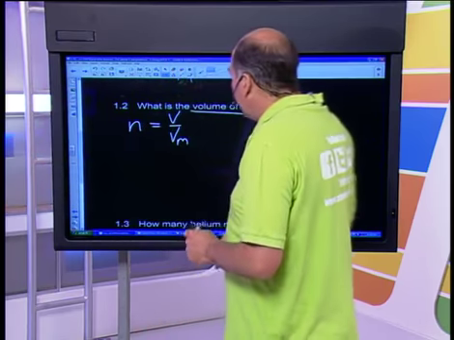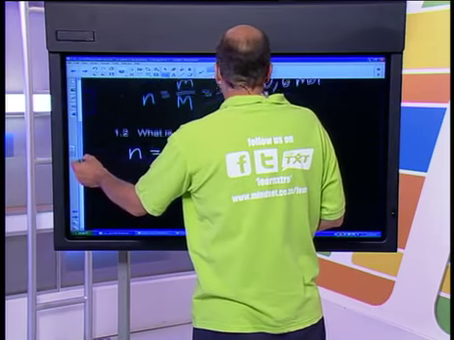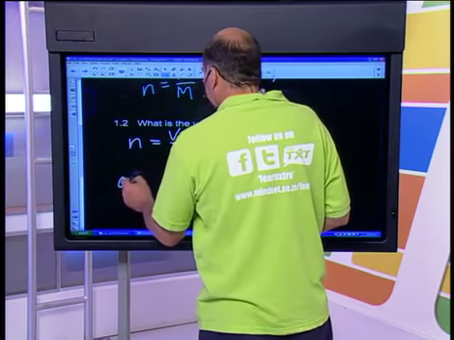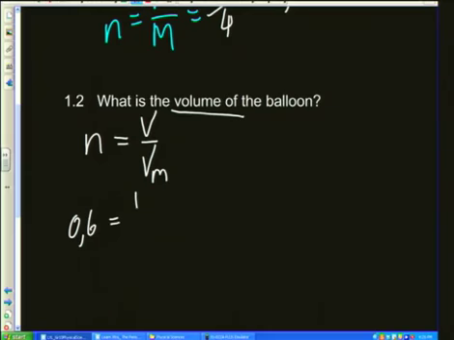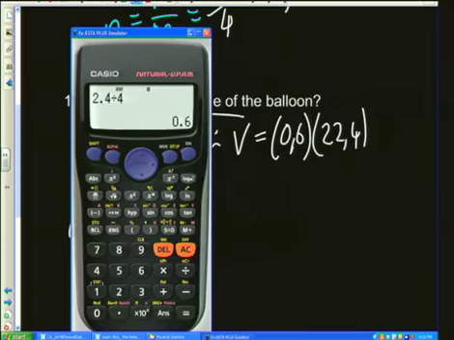So put it down. And then the next thing we're going to do is the substitution into the formula. The number of moles is 0,6, which is equal to the volume divided by the molar volume. The volume of 1 mole is 22,4. So what is the volume? Therefore, the volume is equal to 0,6 multiplied by 22,4. And I'm not going to chance this in my head. I'm going to use the calculator.